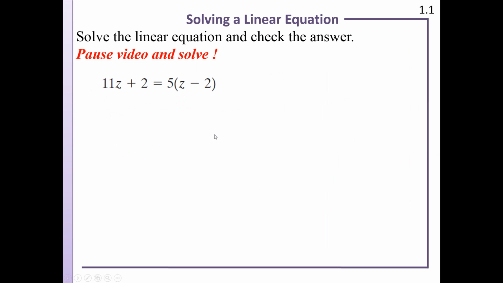So now I would like you to just pause and solve this problem on your own, and we'll check the solution in just a moment. So please pause and solve this.